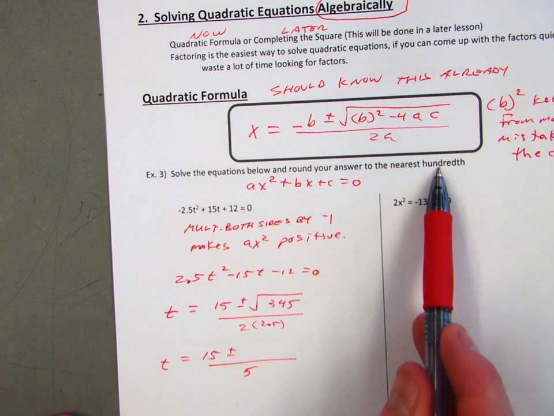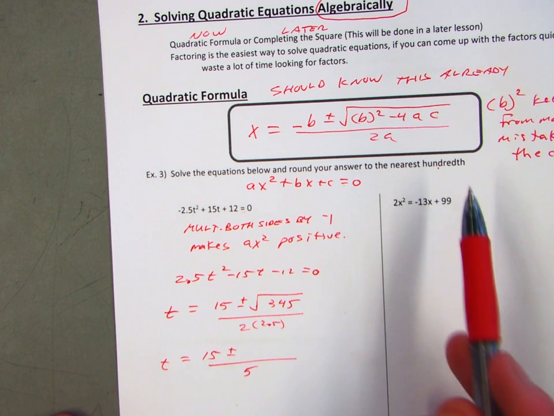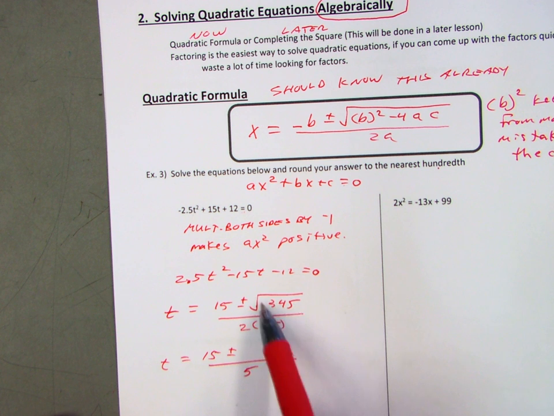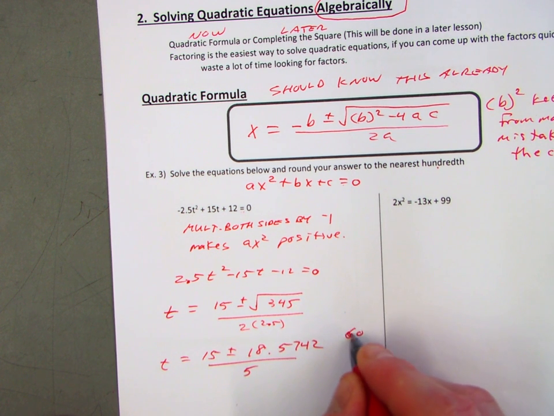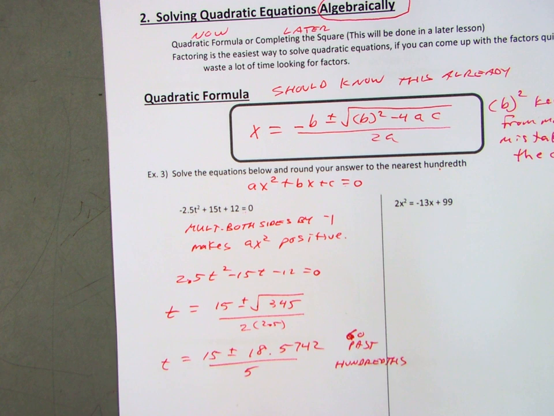Since we're being asked to round to the nearest hundredth, we want to take this intermediate step and go farther. So I'm just going to take it out 4 places. Go past the hundredths here, and then round to the nearest hundredth at the end.